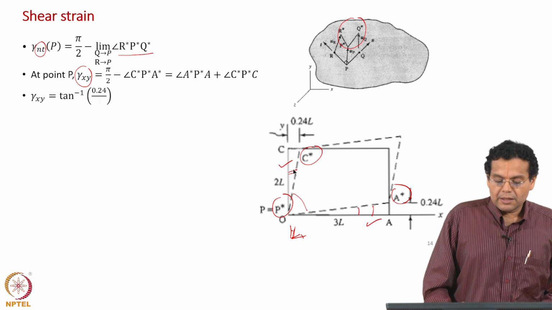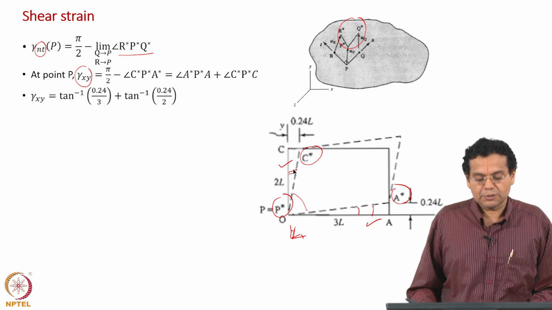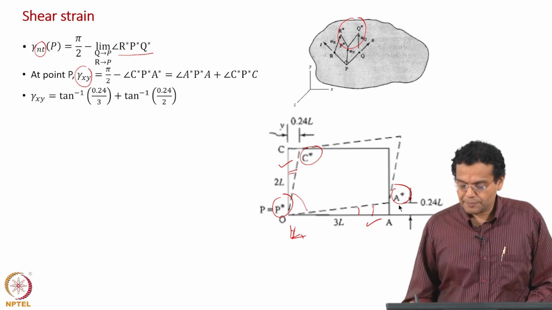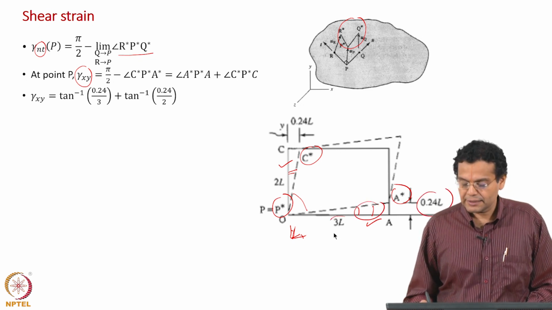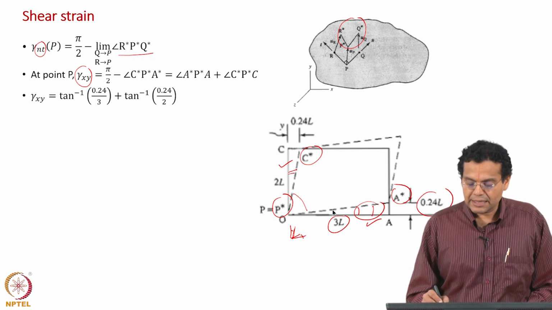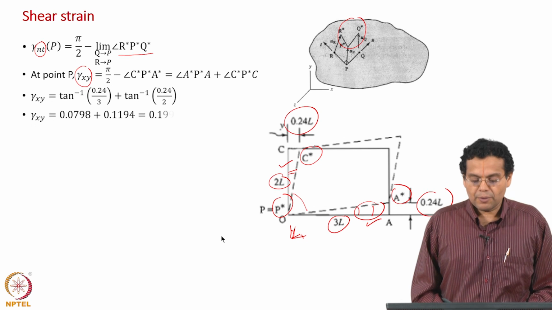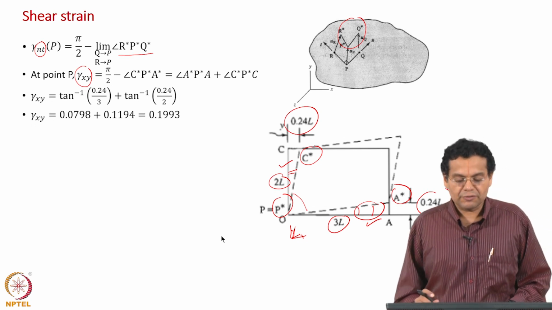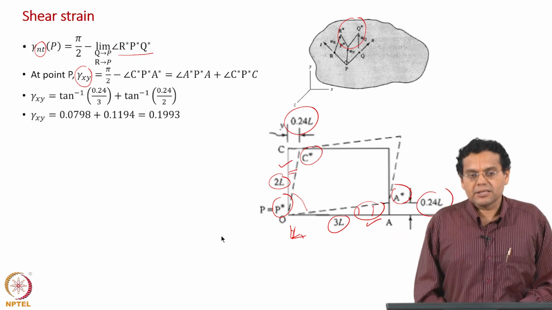Now, based on the dimensions given, the displacements given, we can evaluate gamma xy. What is the angle A star P star A? It is just tan inverse of 0.24 by 3, L of course cancels out. Now, for the other angle, it is tan inverse of 0.24 L divided by 2 L, L cancels out. Now, if you evaluate gamma xy, you will get a value of 0.1993, specifically written to 4 decimals. We will understand why we do that. This is the exact value of the shear strain.